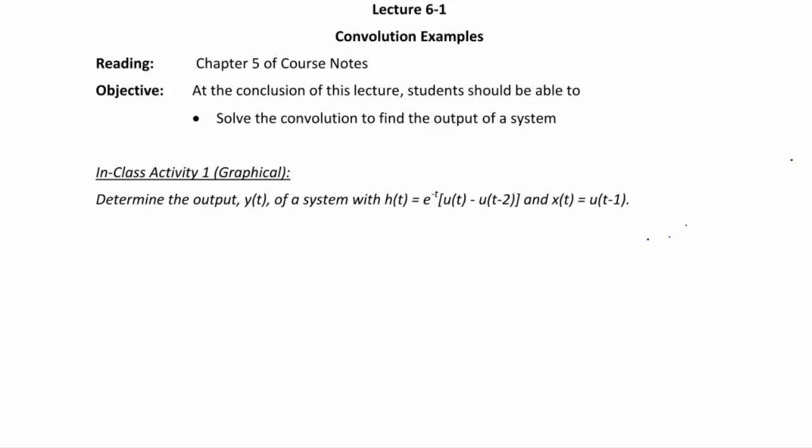Determine the output y of t of a system with h of t equal to e to the minus t, u of t minus u of t minus 2, and x of t equal to u of t minus 1. What I will do is draw x of lambda and flip and slide h of lambda. So, x of lambda is u of lambda minus 1. So it's a step function that turns on at time 1 with an amplitude of 1.